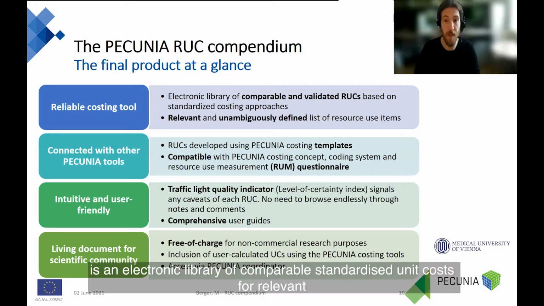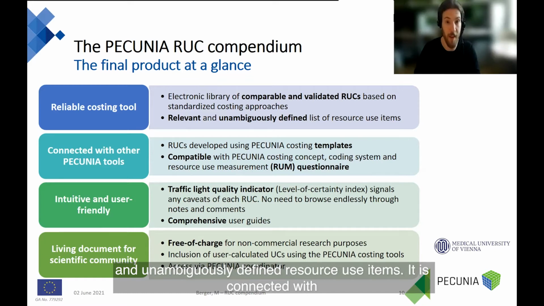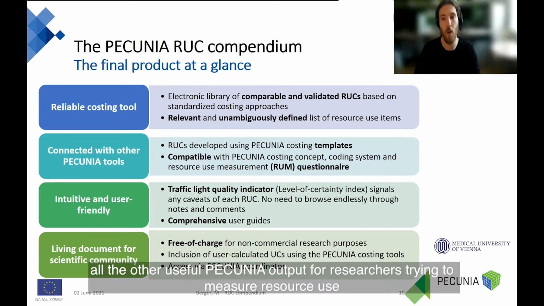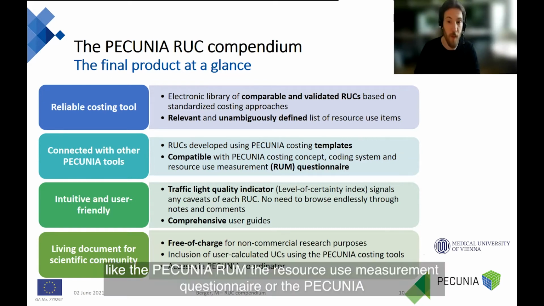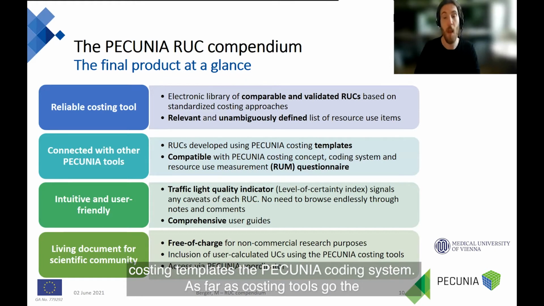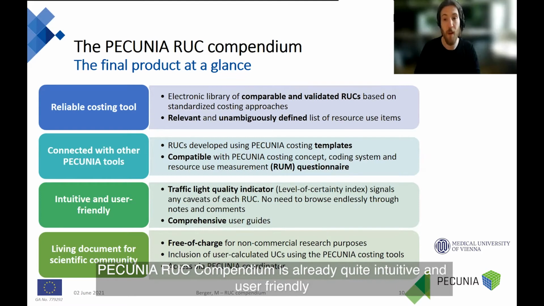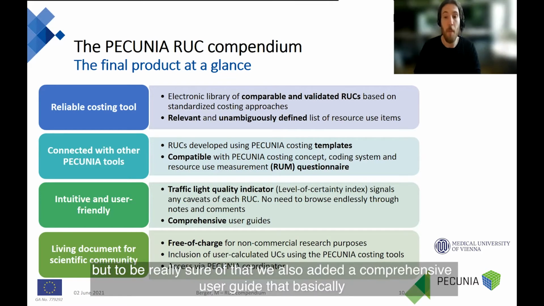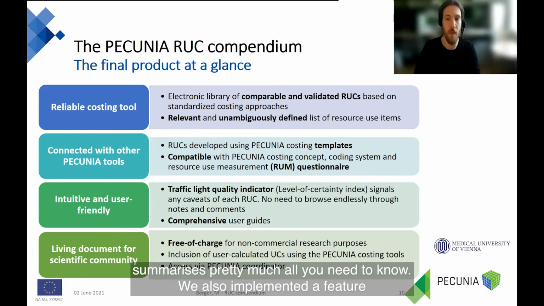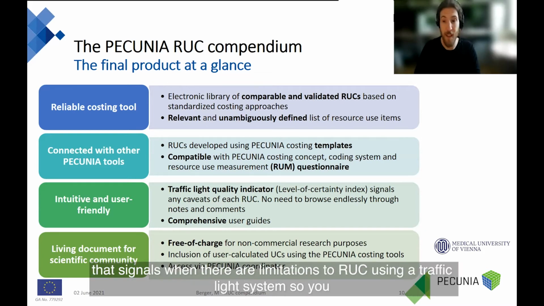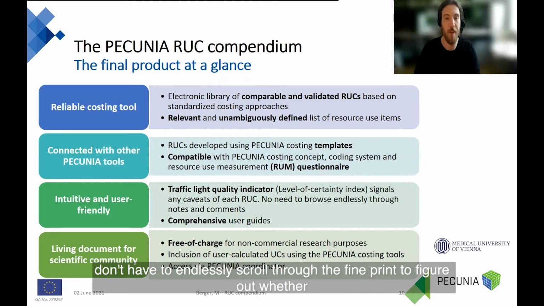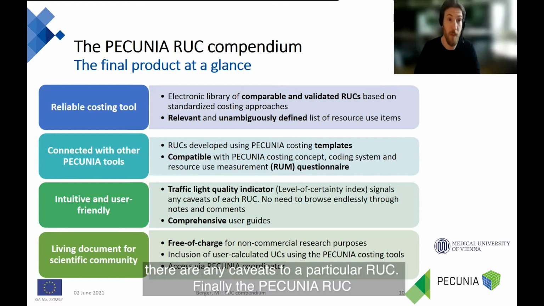The PECUNIA RUC Compendium is an electronic library of comparable standardized unit costs for relevant and unambiguously defined resource use items. It is connected with all the other useful PECUNIA output for researchers trying to measure resource use, like the PECUNIA RUM, the Resource Use Measurement Questionnaire, or the PECUNIA costing templates in the PECUNIA coding system. As far as costing tools go, the PECUNIA RUC Compendium is already quite intuitive and user-friendly. But to be really sure of that, we also added a comprehensive user guide that basically summarizes pretty much all you need to know. We also implemented a feature that signals when there are limitations to a RUC using a traffic light system, so you don't have to endlessly scroll through the fine print to figure out whether there are any caveats to a particular RUC.